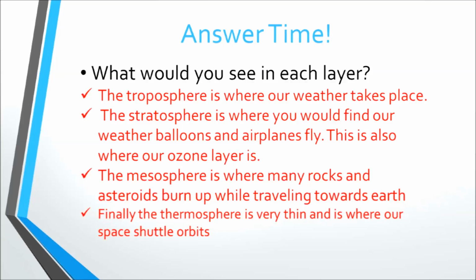The third layer of our atmosphere, the mesosphere, is where many rocks and asteroids burn up while traveling towards Earth. The final layer of our atmosphere is the thermosphere. This is a very thin layer, and it's where we find our space shuttle orbiting.